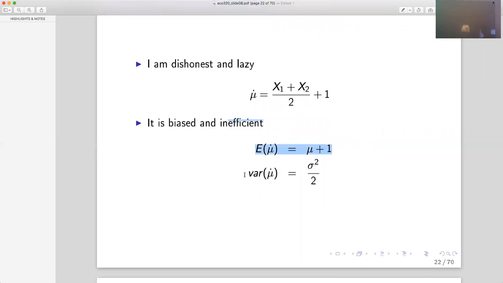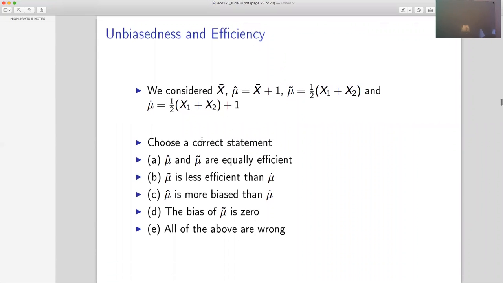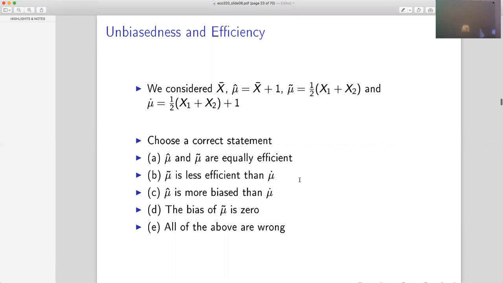This is biased because expected value of this minus mu equals 1, so positive bias, overestimation. But on the other hand, variance is very large, so this is gonna be inefficient. So worst case. So unbiasedness and efficiency are the top priority. So choose your correct statement. Take a look at this and take your time and try to get this, okay?